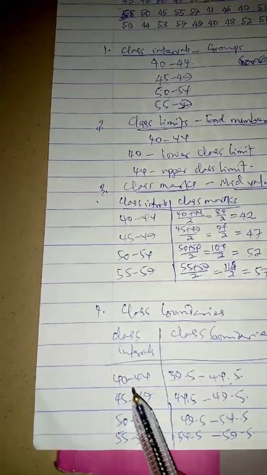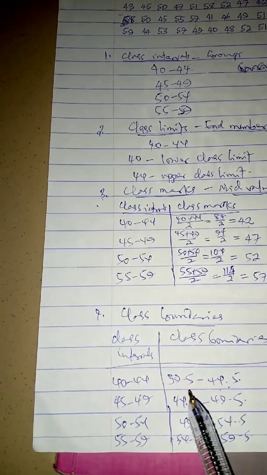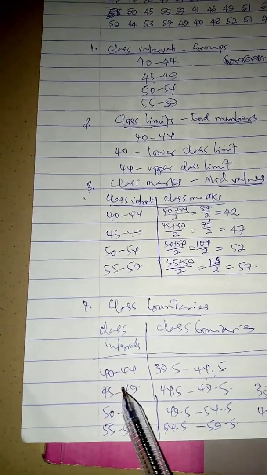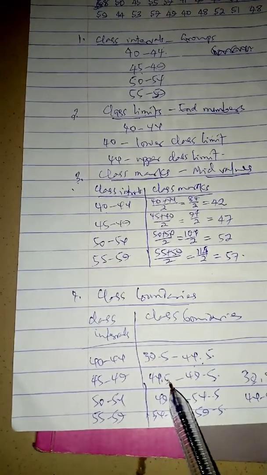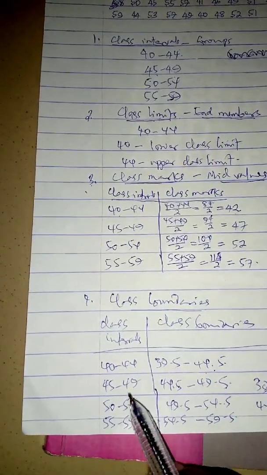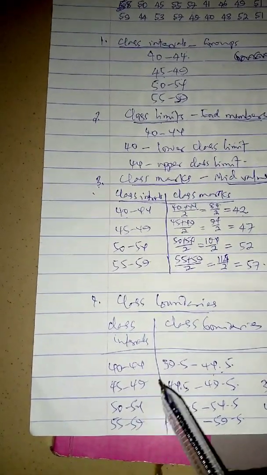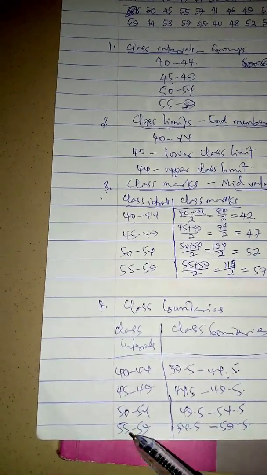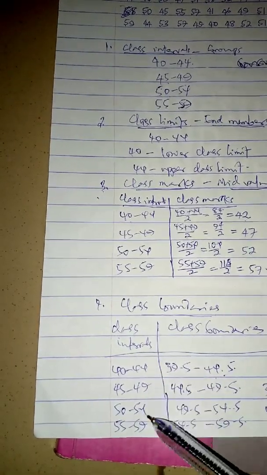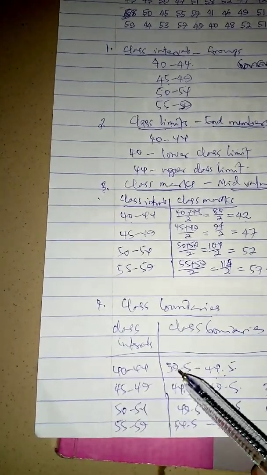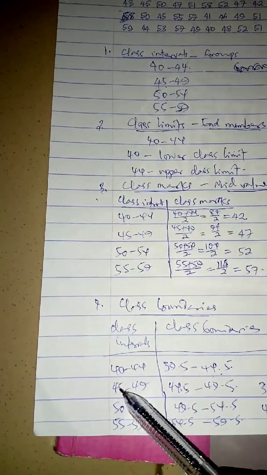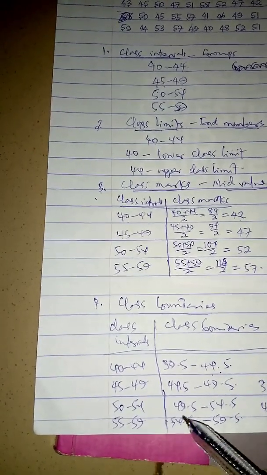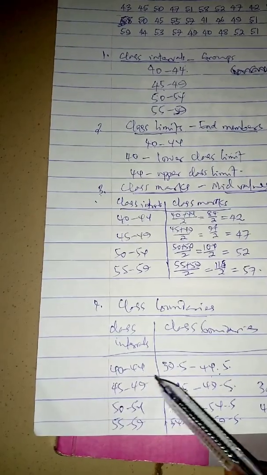In theory, 40 to 44 means you have values from 39.5 to 44.5. The same thing for 45 to 49, you have values from 44.5 to 49.5, and so on. The simple thing you have to do there is subtract 0.5 from your lower class limits and add 0.5 to your upper class limit. Look at it. Subtract 0.5 from 40 to have 39.5. 0.5 from 45 to have 44.5. The same thing here, 49.5. 0.5 from this, 54.5. Add 0.5 to this, 44.5.